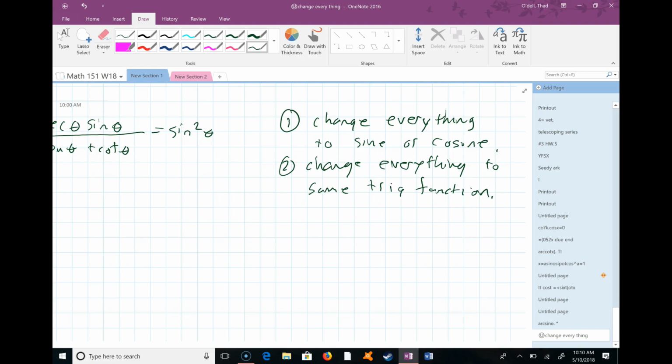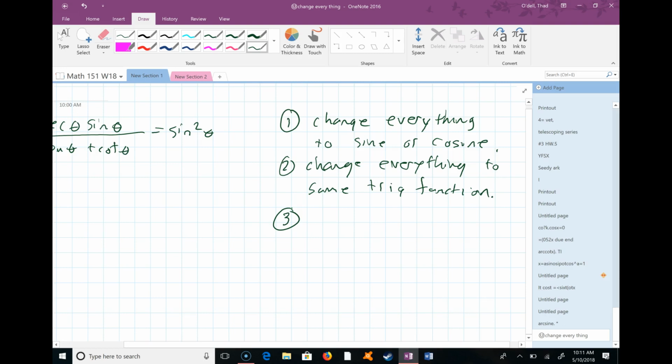Yeah? So in that kind of situation, if you had sine squared to change, and you were going for all cosine, would you change it to 1 minus cosine squared? Right. So when I say change everything to sine or cosine, it means obviously the numbers are still going to be in there. But you just don't want any trig other than one type. Okay, that was a nice clarification. Thank you. Okay, so going on to number 3.